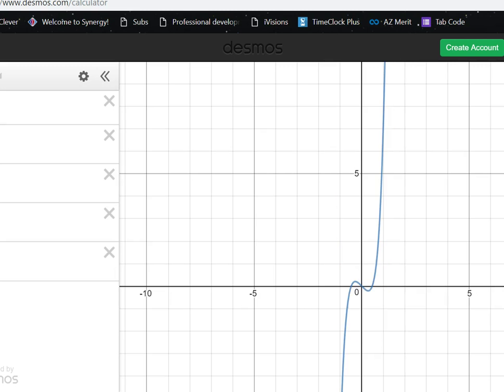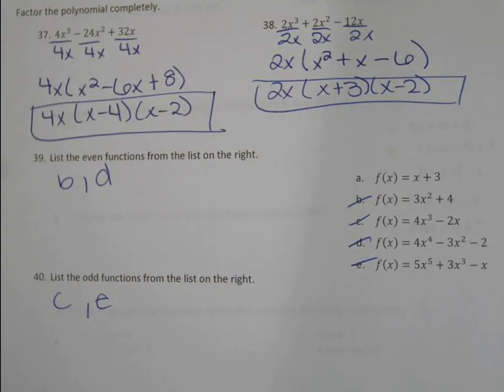So if I go back and look at my equations, notice B has only even exponents, as well as D. And then for the odd ones, they have odd exponents and no number at the end for these two. Because when they have a number at the end, that's when it makes it neither.